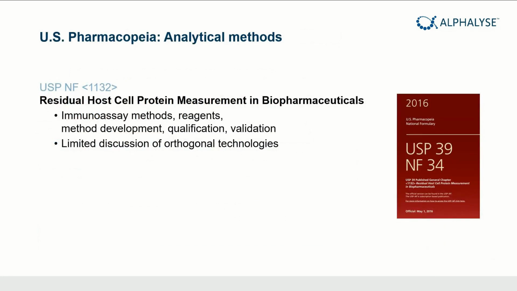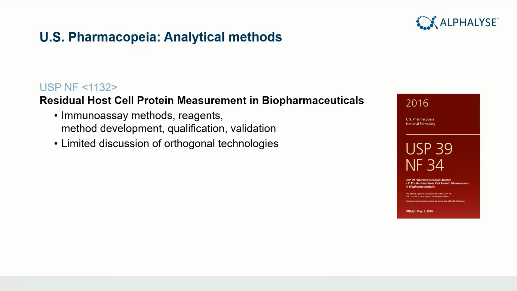So due to all of this, the US Pharmacopoeia has a very good chapter on different analytical methods. The first chapter here on residual host cell protein measurement in biopharmaceuticals was published in 2016. It describes use of immunoassays, ELISA, HCP methods, reagents, and then it has some discussion and mentioning of orthogonal methods, so LC-MS here, how that can be used to support ELISA development and documentation.